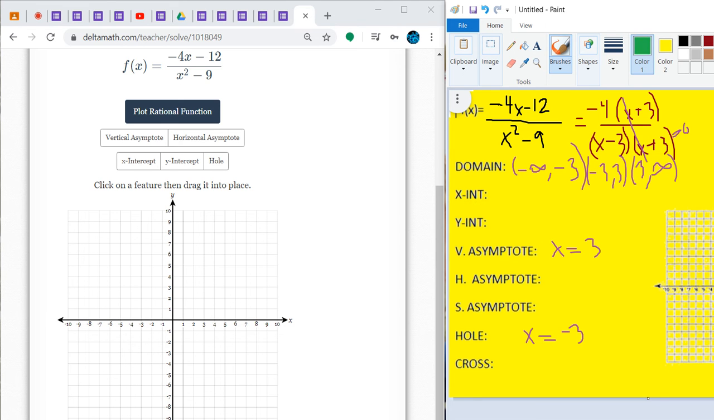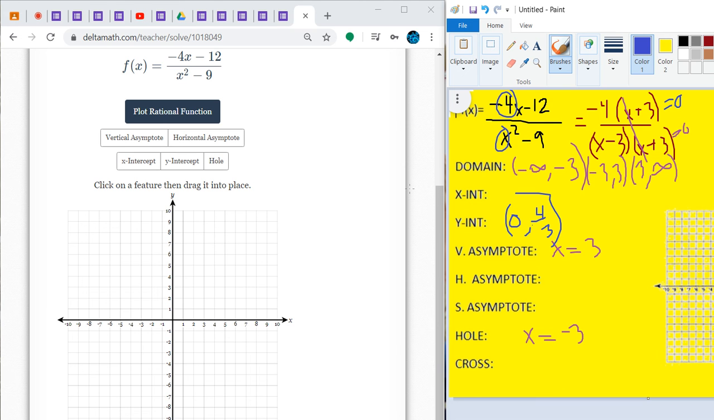Cool, so now we can go write down the x-intercept, which is when the top equals 0. You use your factored form. All you have is negative 4 equals 0. Well, that can't happen, so no x-intercept. The y-intercept is when you plug in 0. I prefer to use the original, and when I do that, I get negative 12 over negative 9. So that means I have 12 over 9, which is 4 over 3, as the y value for the y-intercept.